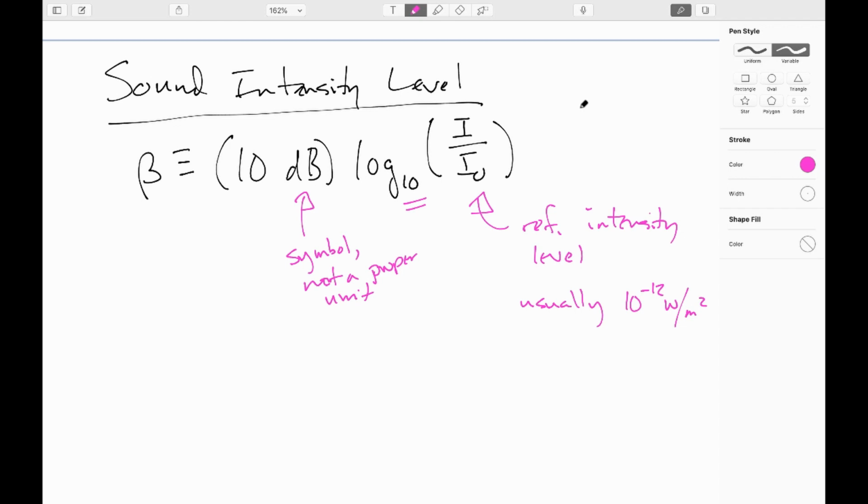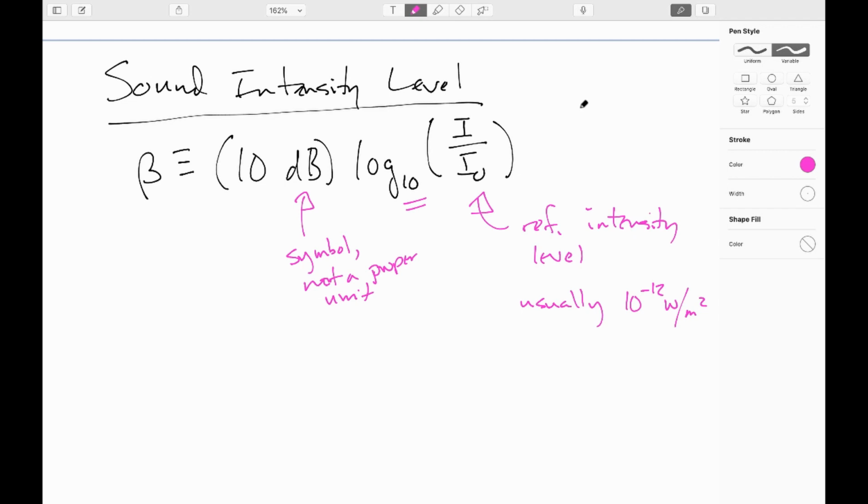A rock concert is 120 dB, and your ears start to hurt at 10 watts per square meter, which would work out to be 130 dB. So that's the threshold of pain. If you're below the threshold of hearing, then you'll have an intensity that's less than 10 to the negative 12 watts per square meter. And when you take the logarithm of that, that'll be a negative number.